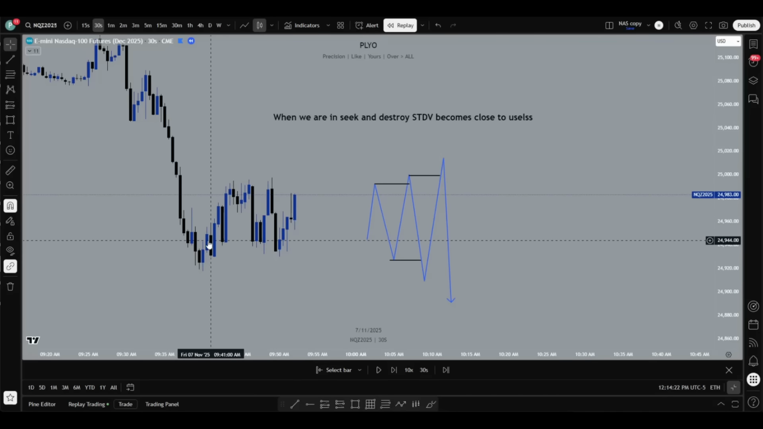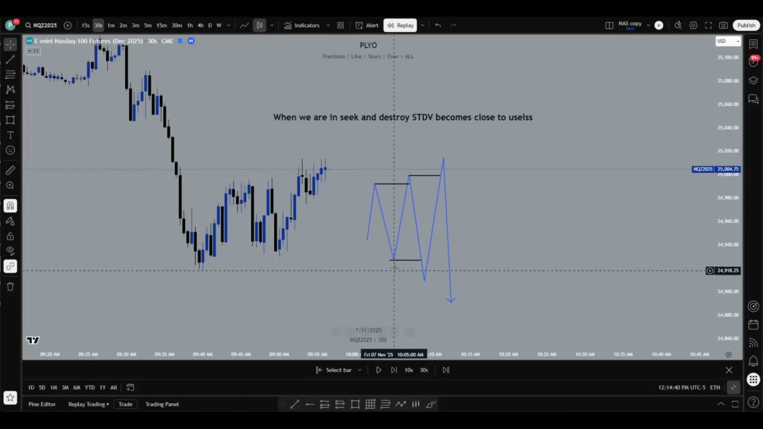But in the general sense, when you are first starting this, you do not want to look for a standard deviation here, because seek and destroy is nonstop manipulation, so you cannot trust a manipulation leg here until when? Until we close above the 0 and stay above it.